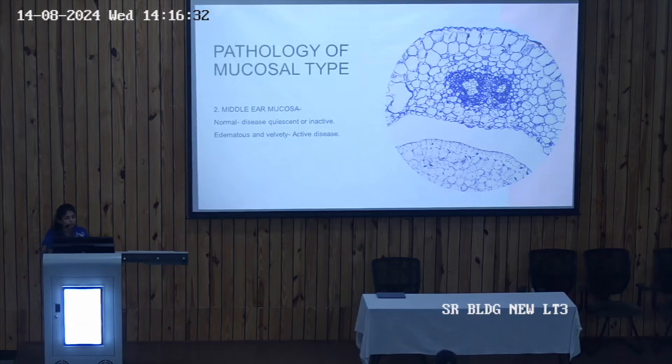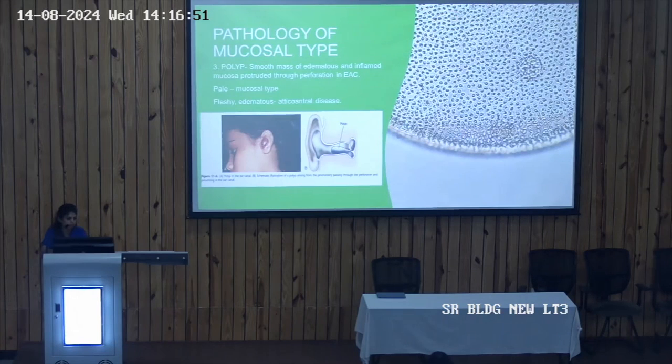Then you have to look for the middle ear mucosa. From the perforation, you can see the middle ear mucosa. If it is normal, that means the disease is in the quiescent or inactive stage. If the mucosa is very edematous and velvety, that means the disease is active, or the patient may complain of active discharge from the ear.